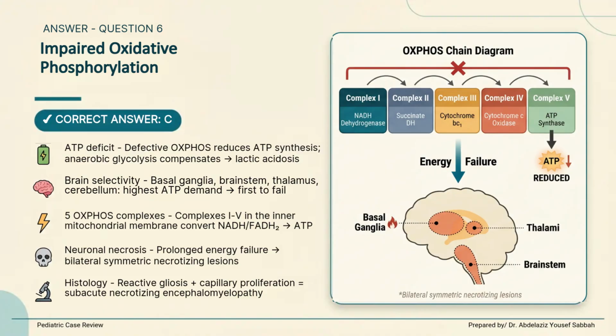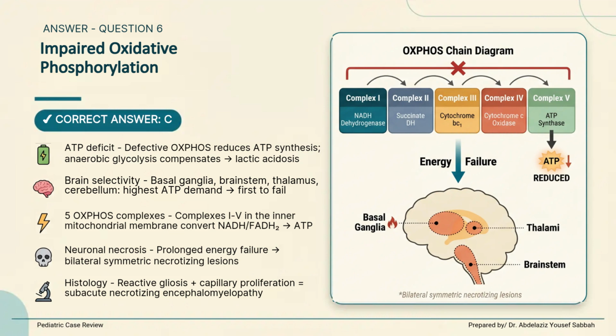The correct answer is option C, impaired mitochondrial oxidative phosphorylation. When oxidative phosphorylation is defective, ATP synthesis falls, and anaerobic glycolysis compensates, which produces lactic acidosis. The brain is selectively affected because regions such as the basal ganglia, brainstem, thalamus, and cerebellum have the highest energy demand, so they fail first.